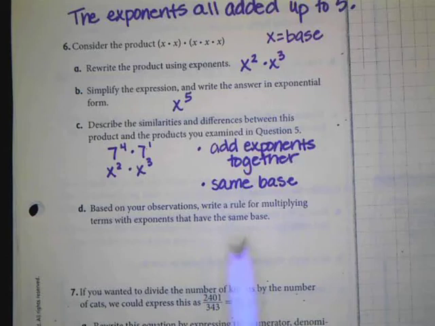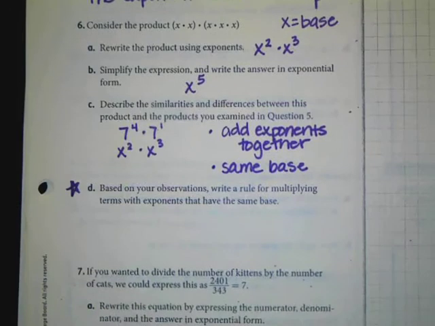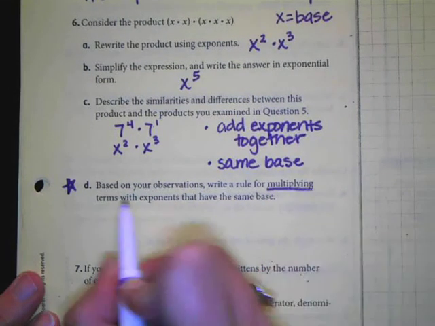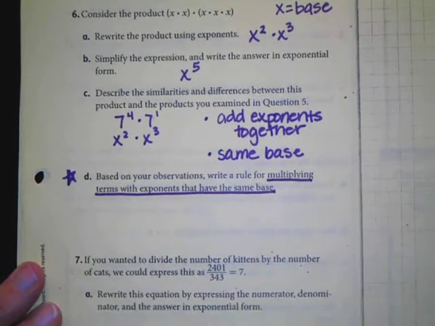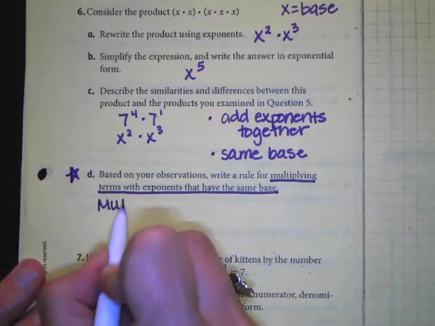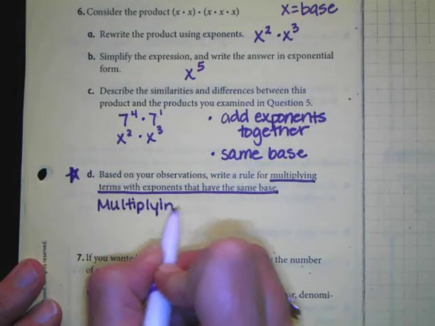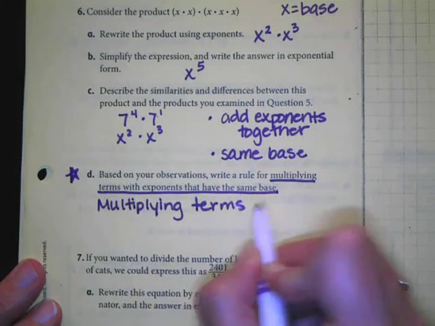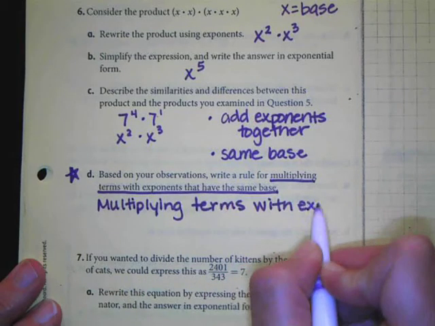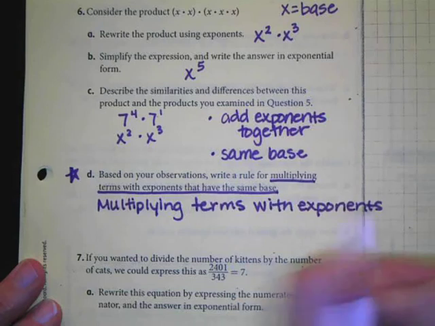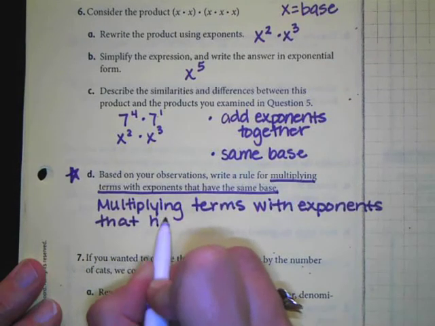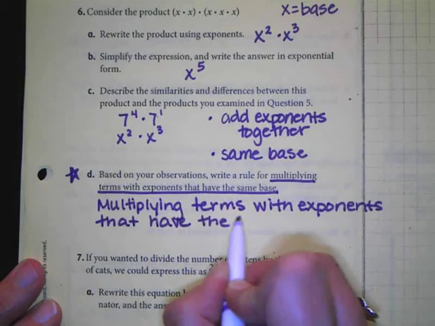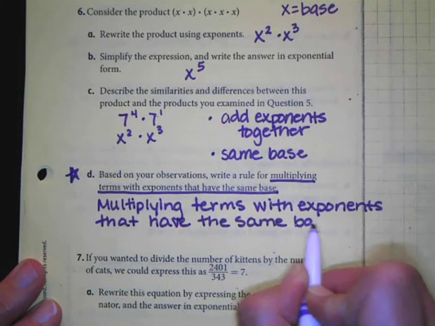We're going to write a rule now. This is going to be your go-to in case you ever get lost. We're going to write a rule for multiplying terms with exponents that have the same base. And we're going to write it as a complete sentence. So when we do that, we basically rewrite part of the question. So let's write out: multiplying terms with exponents that have the same base.